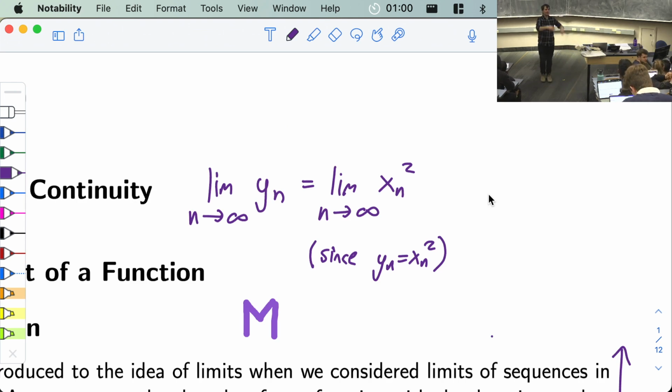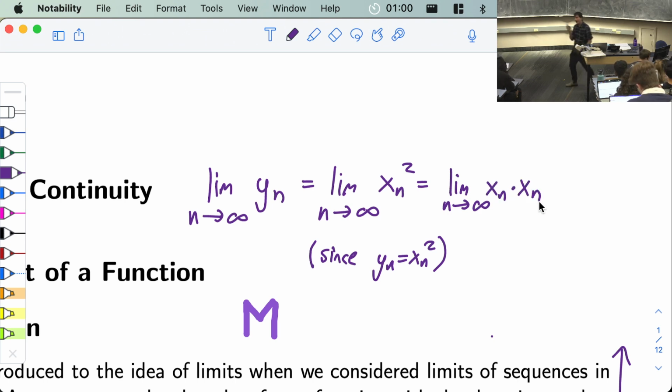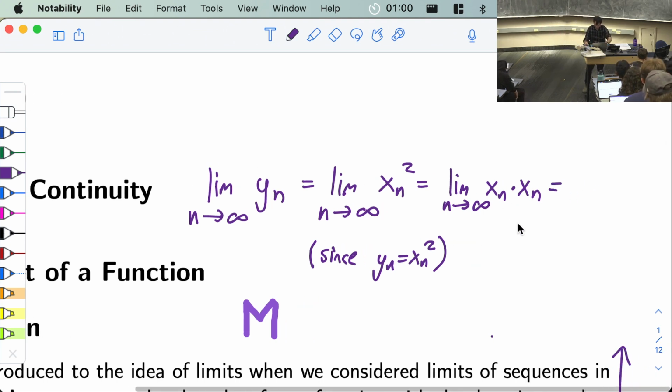If you saw a limit of something squared, this should trigger in your brain the limit rules. We did limits of sequences, and we said if you know the limit of something, then you can find the limit of things involving that something. Let's write the limit as n goes to infinity of xn squared as the limit of xn times xn. So it's the limit of one thing, the xn's, times the xn's. What happens if you have the limit of the product of two things? One of the rules says that this is equal to.